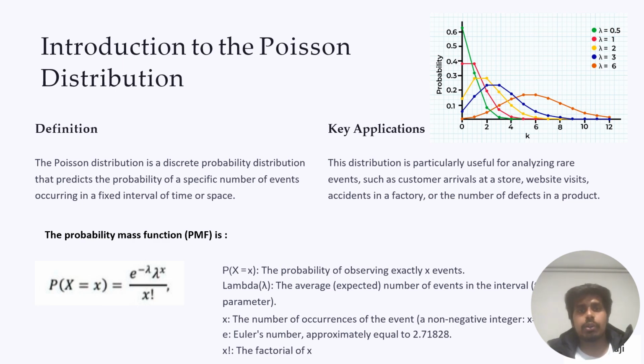So here comes the formula, the probability mass function: P(X = x) is equal to e to the power minus lambda, lambda to the power x, divided by x factorial, where P(X = x) is the probability of observing exactly x events, lambda is the average number of events in the interval, x is the number of occurrences of the event, e is Euler's number, which has a value of 2.71828, and x factorial.